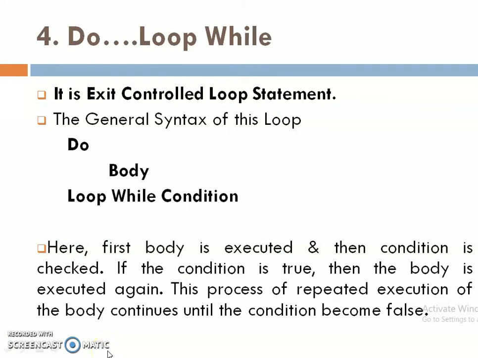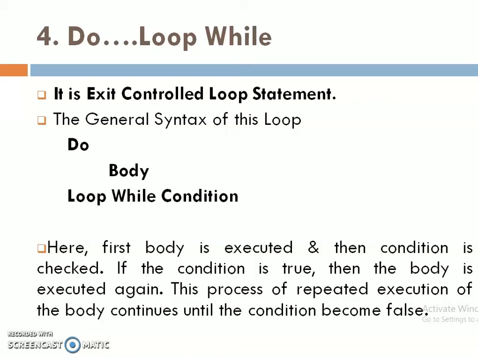Fourth looping type is do loop while. It is an exit control loop. The general syntax of do while loop is: do, then write the body of the statement, then at the last we write loop while, and then give the condition.